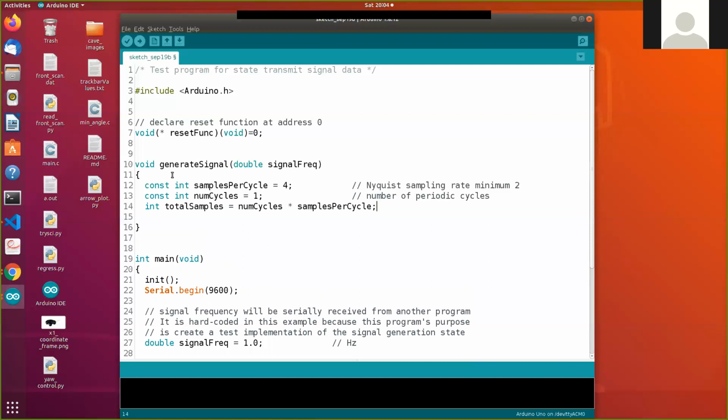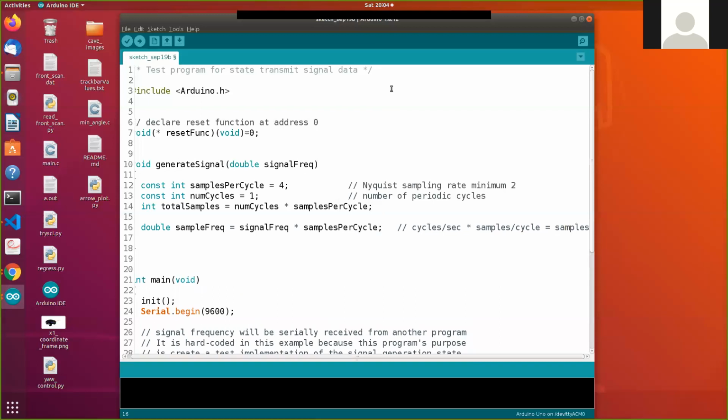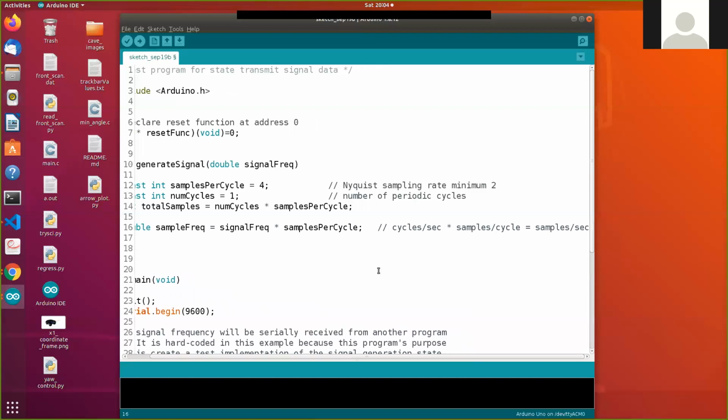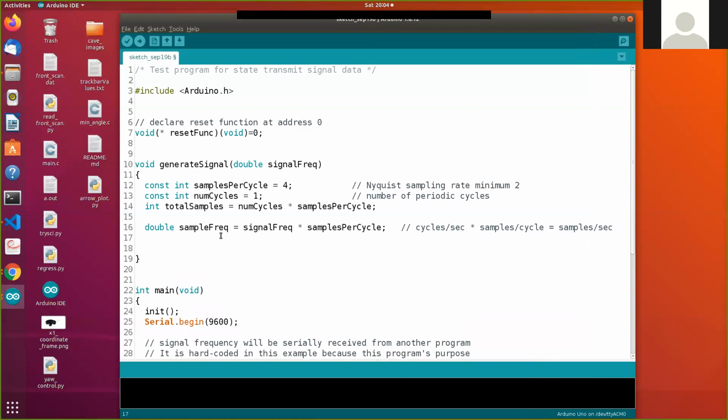And now let's figure out what our sampling frequency is. I'm going to make this a double because our signal frequency is a double. Sample frequency is going to be equal to the signal frequency multiplied by our samples per cycle. And those units would look something like, since signal frequency is in hertz, hertz is cycles per second times samples per cycle. And you can see then that the unit would end up being samples per second. All right, so that looks reasonable with a unit check there.